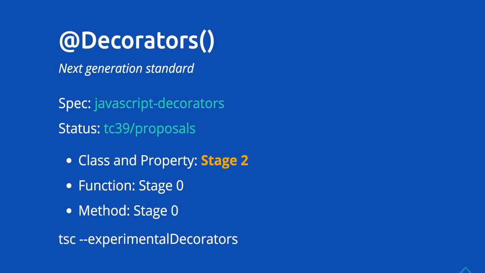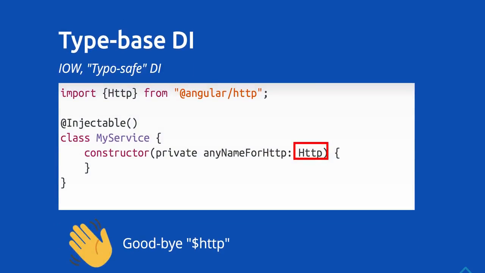So these are the decorators. Decorators are the next generation standard which we are using. We are using annotations, a lot of decorators. Among the annotations, Component, Input, Output, Injectable, these are all annotations. And with type-based dependency injection, whatever we are injecting in the constructor, we define the type for it.